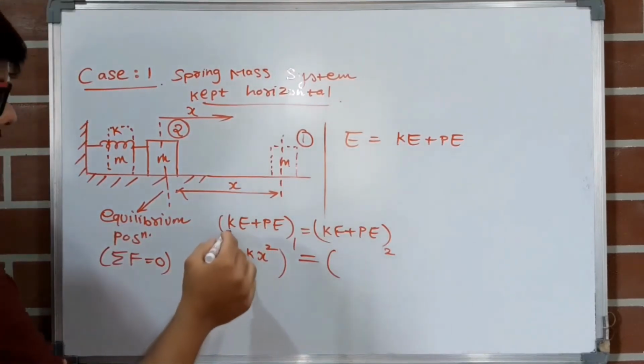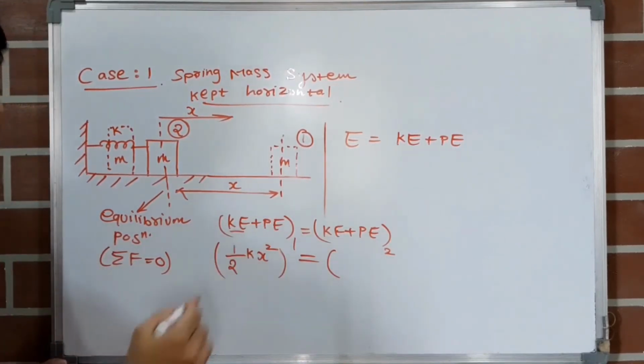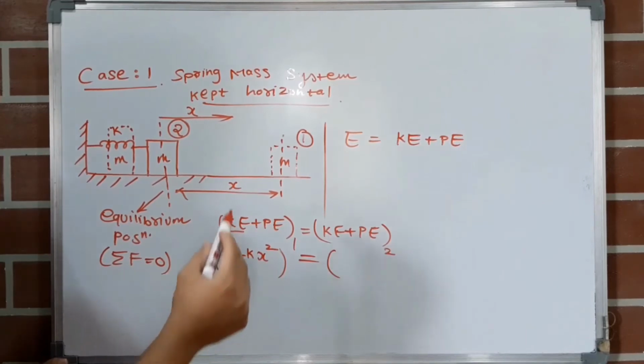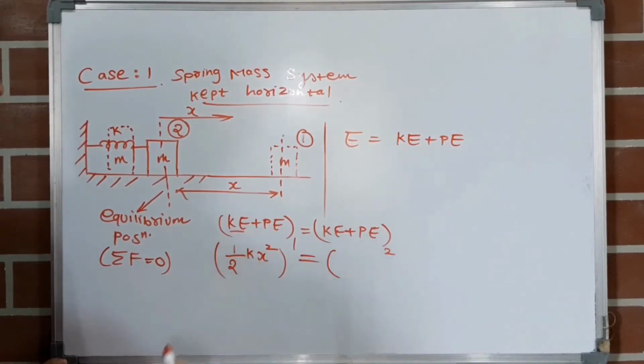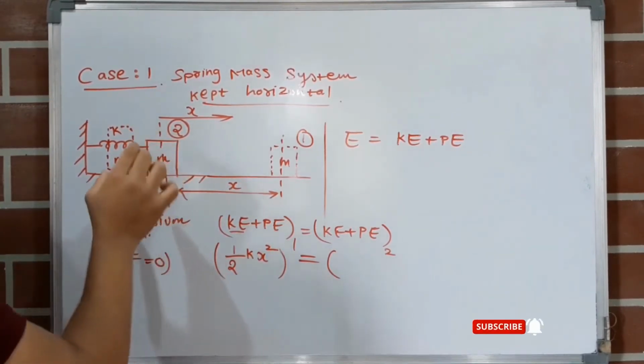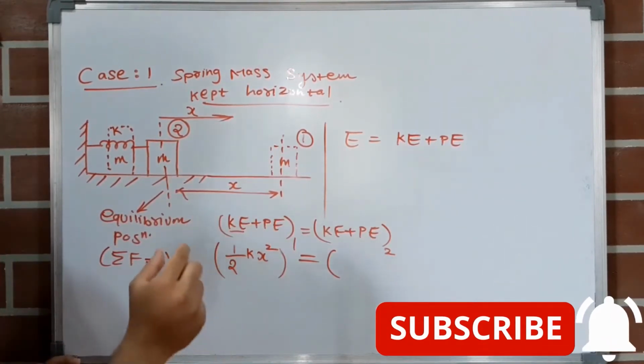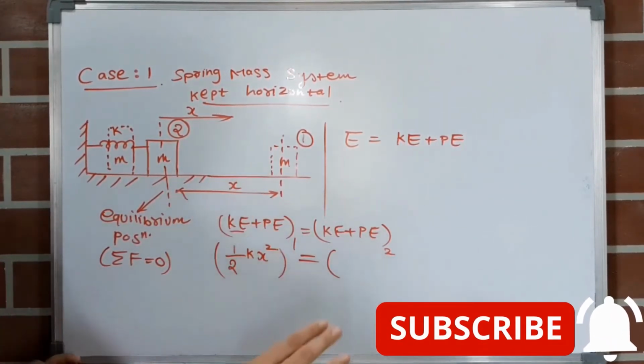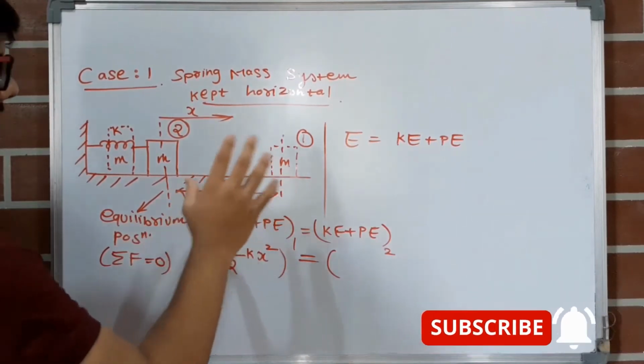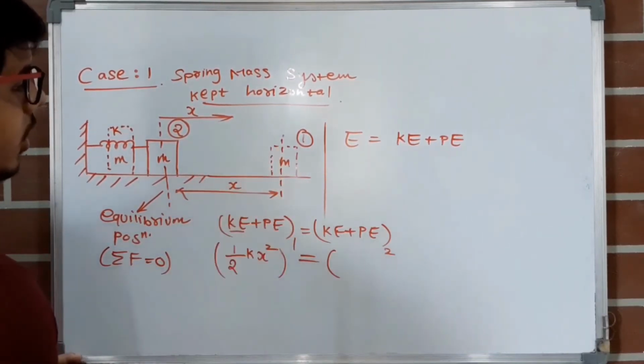Okay, the second energy is kinetic energy. So what is the formula of kinetic energy? It is half mv square for linear kinetic energy, and half I omega square for rotational kinetic energy. But we know that here the motion is only linear, so rotational kinetic energy will not come. We will see whether linear kinetic energy is there or not.